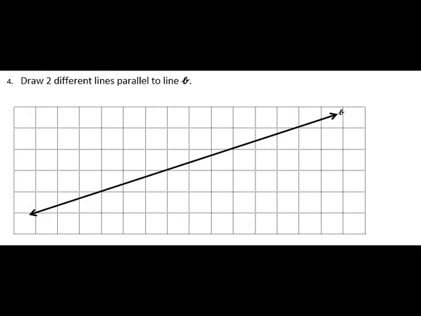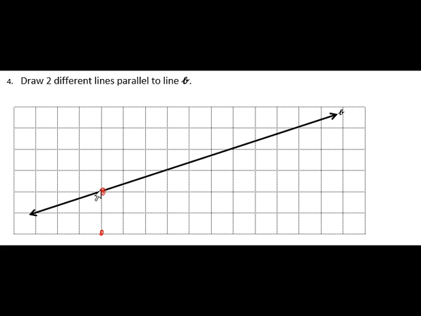The next question says to draw 2 different lines that are parallel to line B. I'm going to start by looking at my line and finding a point on that line that is exactly at one intersection on the grid. So for example, right here, we're right on that intersection. This is going to help me draw a line that is an equal distance away from line B all the way across. So I'm going to drop down 2 units and draw a point.